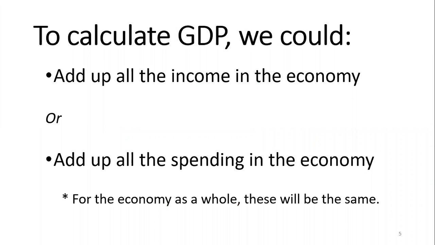To calculate GDP then, we can either add up everybody's income or we can add up everybody's spending. And for the whole economy, this will be the same number. Why? Because whenever one person spends money, somebody else earns money. So for me as a lecturer to get paid, I get paid by the Scottish Government. So when the Scottish Government spends money on education, some of that will be from my salary. So the government spending will be my income.